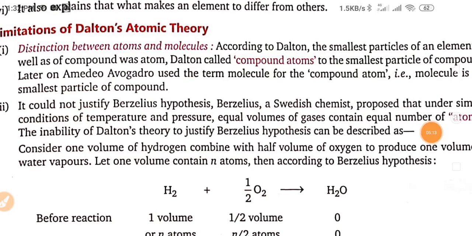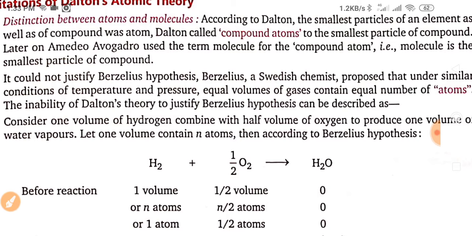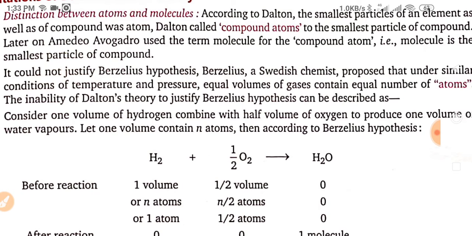So Avogadro concluded that the smallest particle for a compound and an element are not the same. For a compound it is a molecule, and for an element it is an atom. It could not justify Berzelius' hypothesis. Berzelius, a Swedish chemist, proposed that under similar conditions of temperature and pressure, equal volumes of gases contain equal numbers of atoms. The inability of Dalton's theory to justify Berzelius' hypothesis can be described as follows.